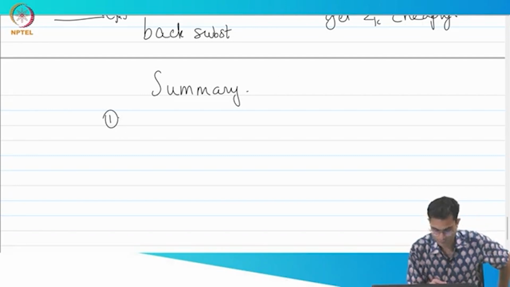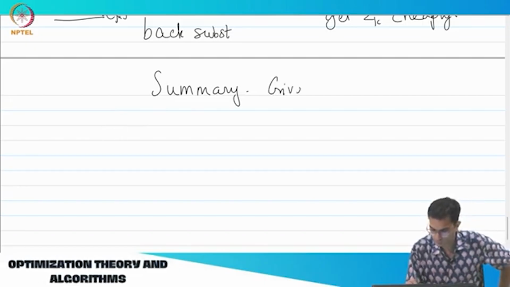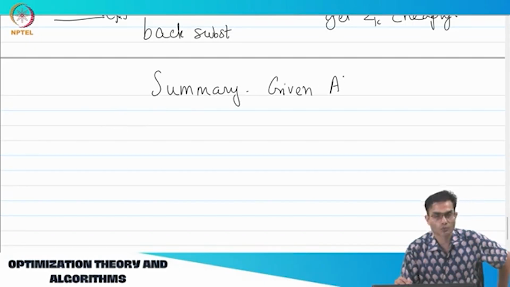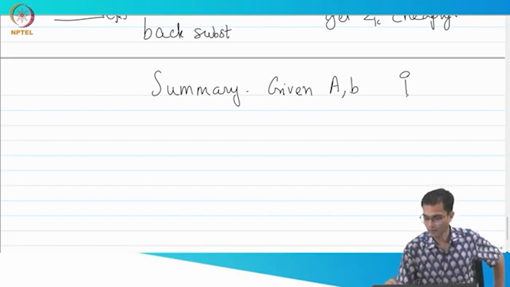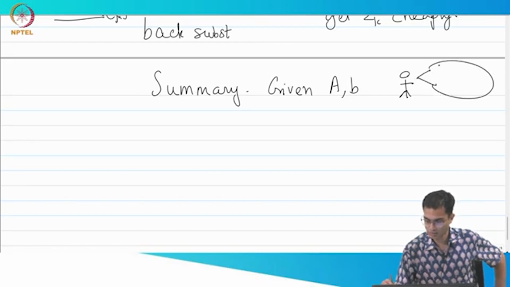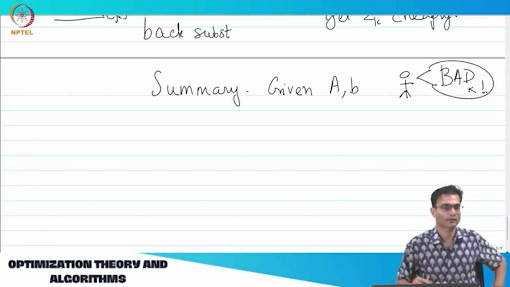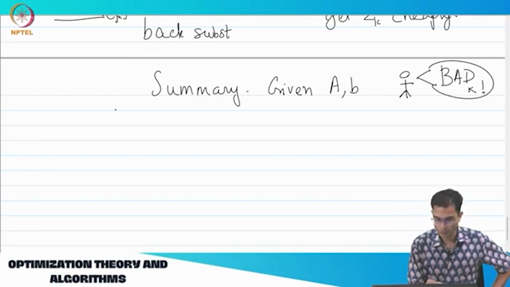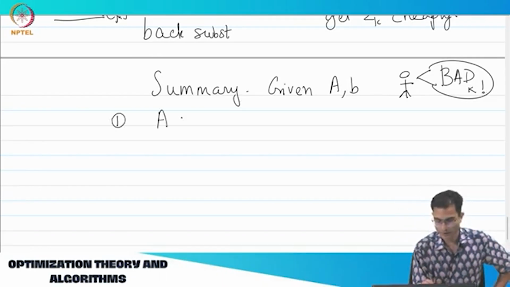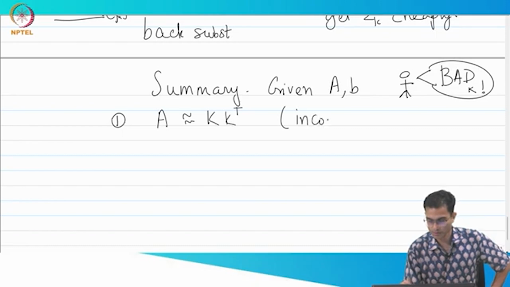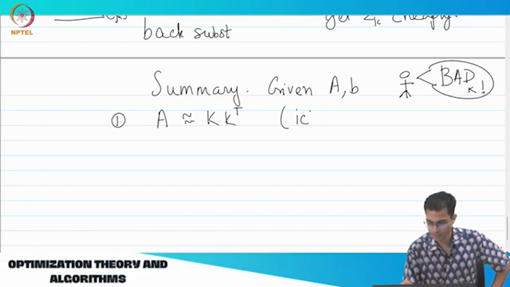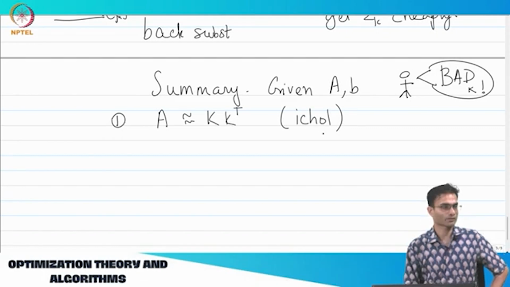So what are we given? You gave me A and B, right? And what did I say? I said bad condition number, okay. So then what did I do? I took A and I did an approximate equal to Kk transpose, which was what? I am going to use the MATLAB name for it, iChol, okay.